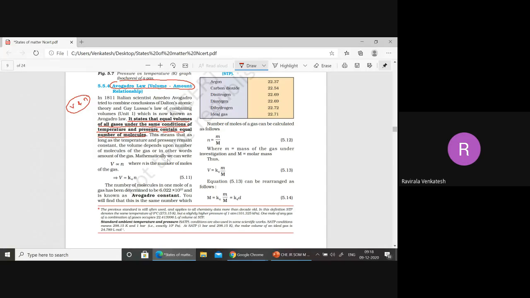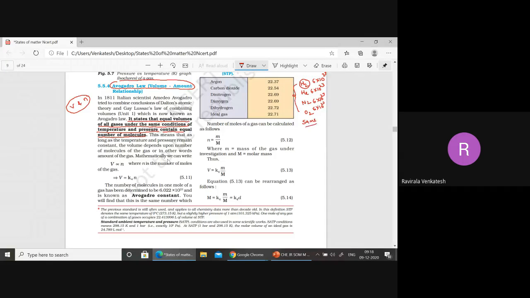To explain this, I have taken hydrogen, helium, nitrogen, and oxygen. Now how many molecules have I taken? In each case I have taken 6 into 10 to the power of 23 molecules. In all the cases, the number of molecules I am placing in a container is the same. In that case, all will have the same volume.